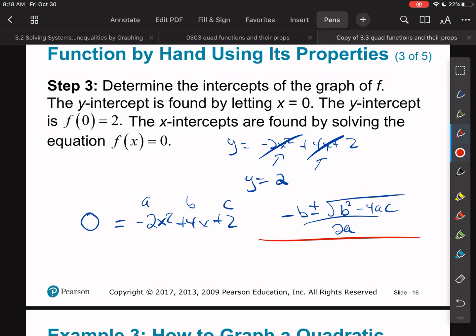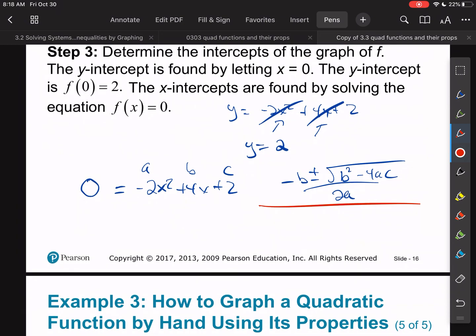Let's change colors here now and go ahead and plug that stuff in. So negative b would be negative 4 plus or minus the square root of 4 squared, which is 16, minus 4 times negative 2 times 2, all over 2 times negative 2. All right, so let's simplify that a little bit. I didn't give myself enough room, so I'm going to move this information here and keep going.